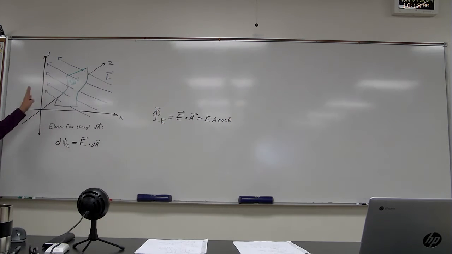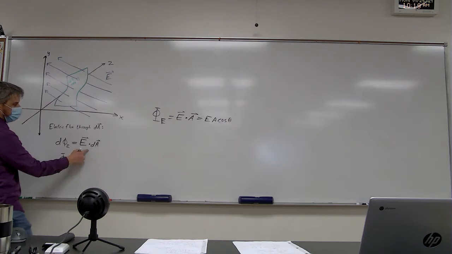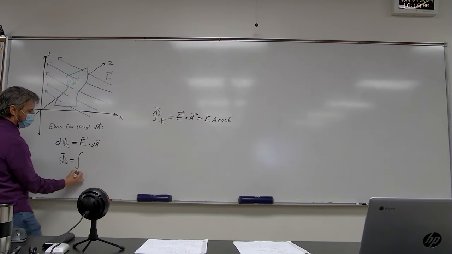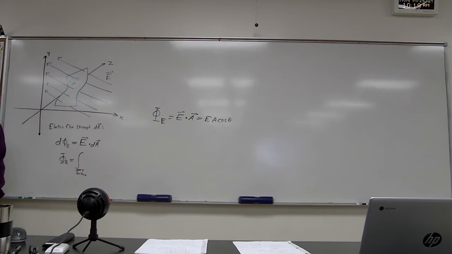If the angle between the electric field and the area constantly changes, then we have to do an integral. To get the total flux, I integrate both sides. Integrate the left side and you get the total flux. Integrate the right side and you get the integral over what we call an open surface. You can write open surface at the bottom, or sometimes you'll see it as just a capital S.